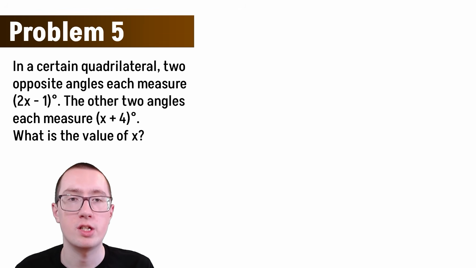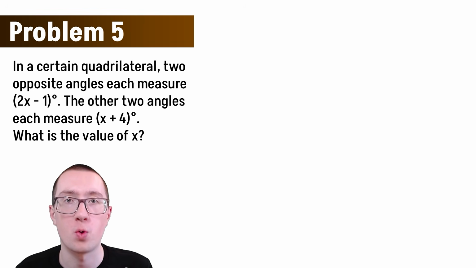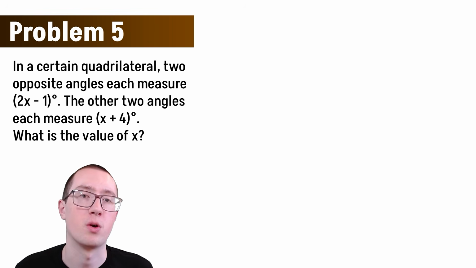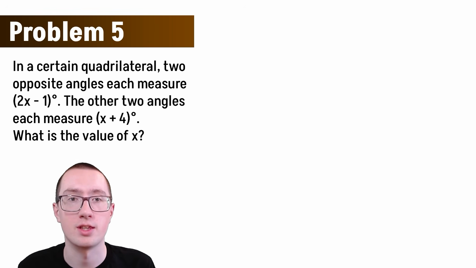Okay, for this problem, we're going to need to use a little bit of geometry knowledge because it talks about a quadrilateral, which is just a fancy word for a 4-sided shape. Now, as always, we look down at the bottom of the question and it says, what is the value of x? So that's what we're looking for. So now that we know that, let's go ahead and look at the rest of the question and see what we can pull out.